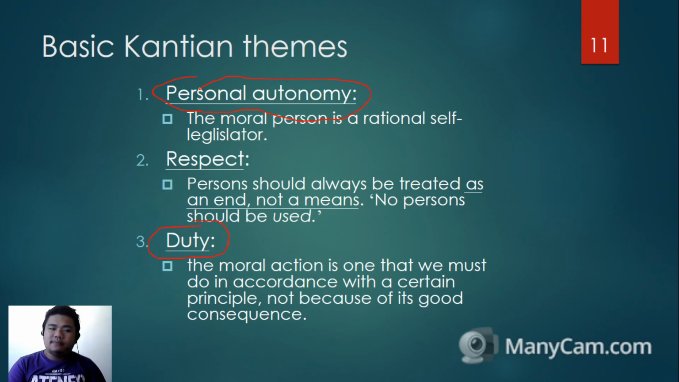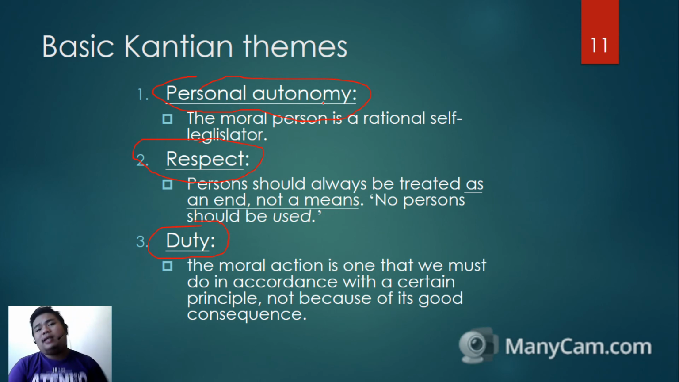Second, na sinasabi ni Kant. Second is respect to the person. Since tayo ay nag-iisip, we're a rational being, we should be treated with respect. Sabi niya, a person should be treated as an end and not a means. No person shall be used. Dapat walang gamitan. Anong problema nito?